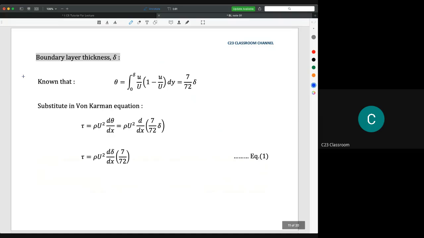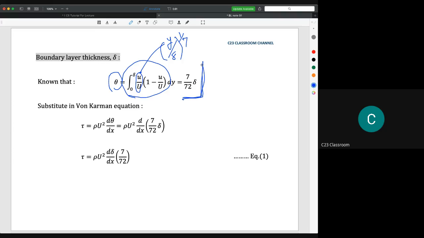First, we calculate the boundary layer thickness. We start with theta, the momentum thickness. According to our previous calculation, it is equal to the integral of u over U times (1 minus u over U) dy. What you need to do is substitute the value of u over U with y over delta to the power of 1 over 7, and then solve the integration. You will get 7 over 72 delta. This is the value of theta.